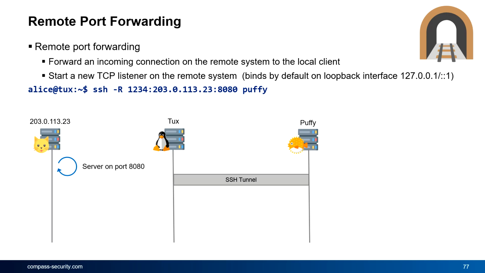And this will now on the remote system, so on Puffy, start a listener on port 1234 and forward everything to the tunnel, and then from there connect to this server on port 8080. And now every time someone connects to Puffy on port 1234, this will be forwarded through the SSH tunnel, and then the service on port 8080 can be accessed.